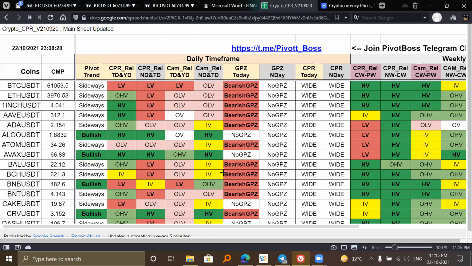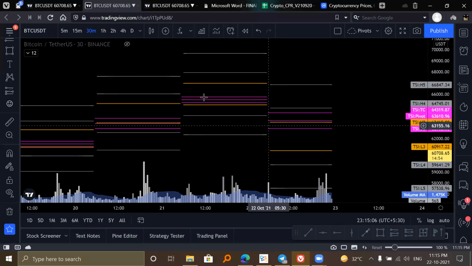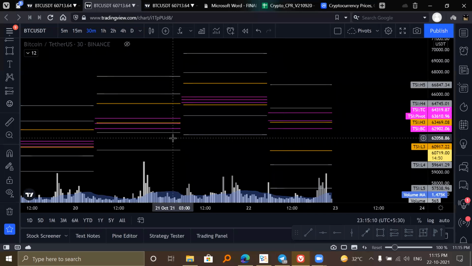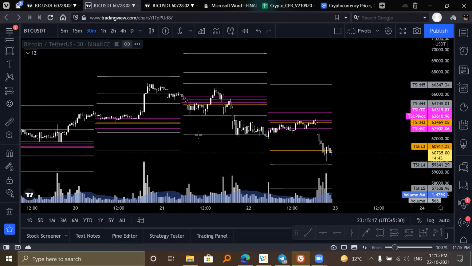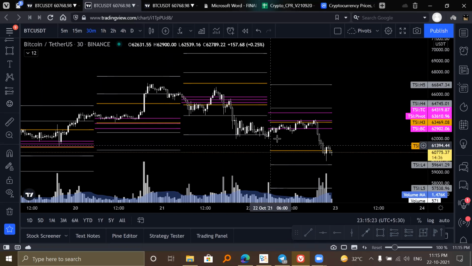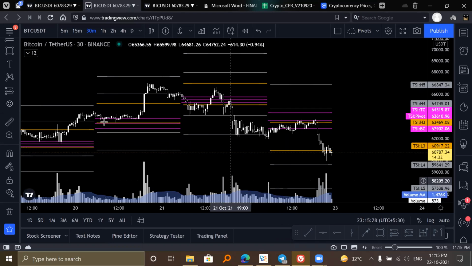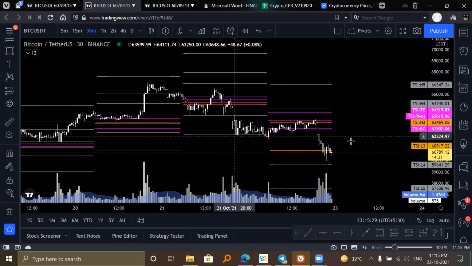Sir, sideways means the last 3 days CPR is not trending today. No. Actually, the pivot trend is basically comparing today's pivot with the current price. If the current price lies between L3 and H3, that is termed sideways. If it is above H3, then it's a bullish trend. Below L3, it's a bearish trend. That's the convention we are having. So it's sideways now.